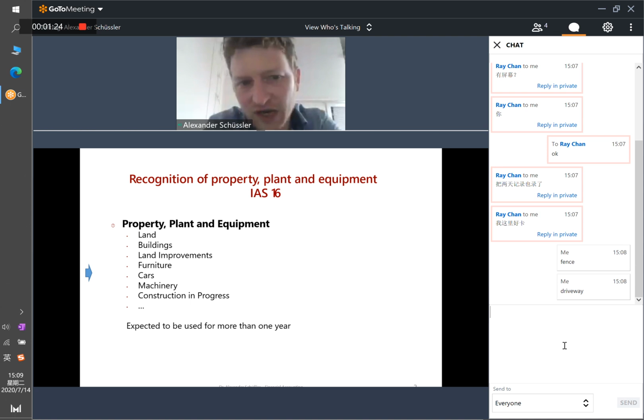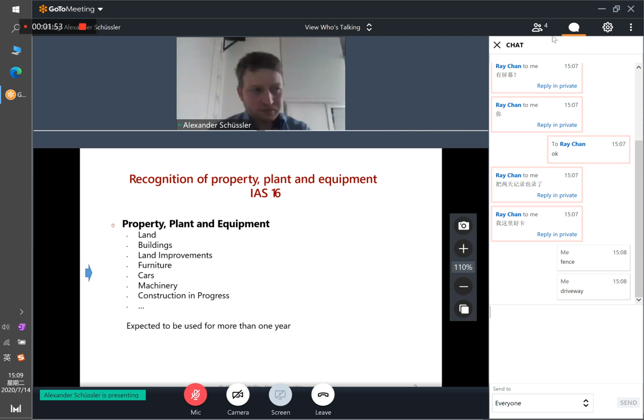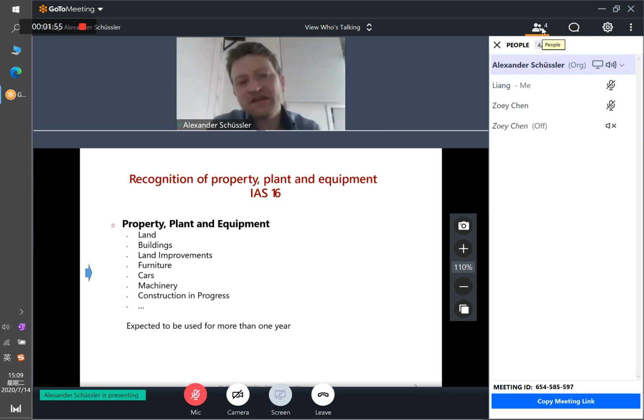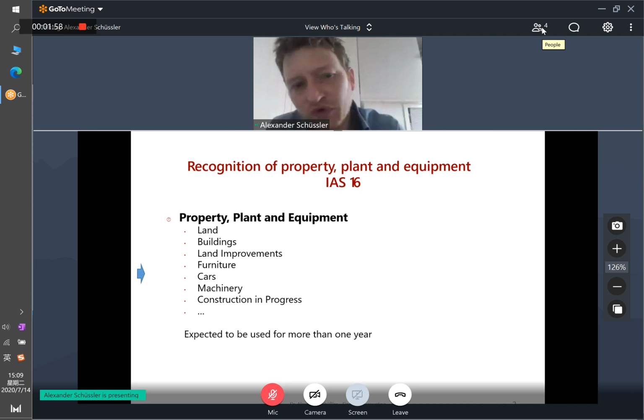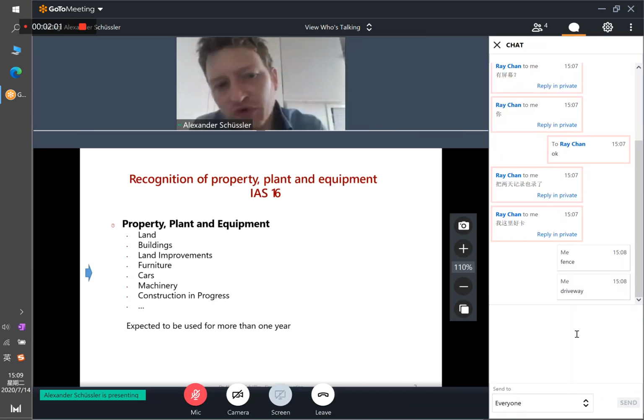Whereas land in general does not have to be depreciated because land doesn't have a useful life. Yeah, so land rather has an indefinite life. There's no point in time in the future where you have to renew the land or anything like that. Yeah. So land doesn't have to be depreciated. All other things that are shown here have a useful life, and that's why they have to be depreciated.